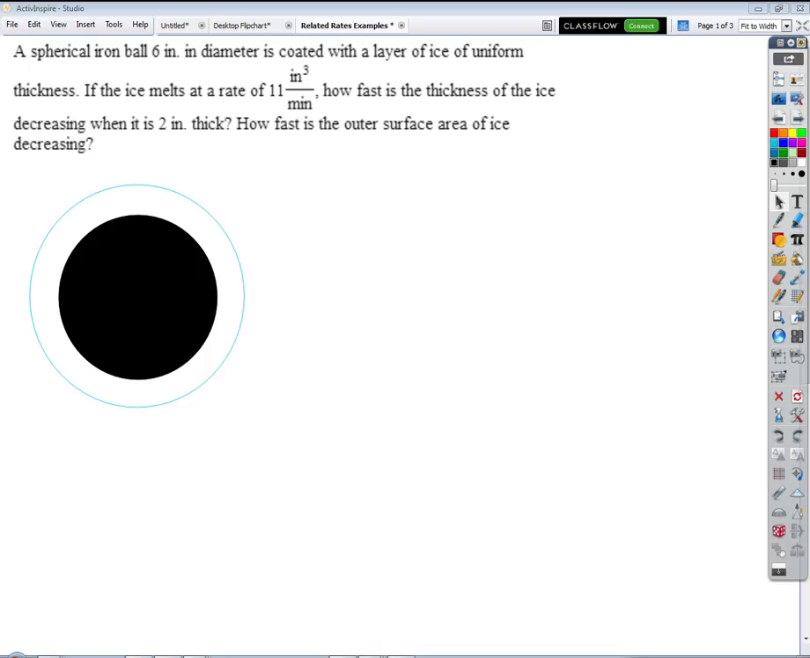Okay, and really, let's read through the whole question first. We've got a spherical iron ball, 6 inches in diameter, coated with a layer of ice of uniform thickness. If the ice melts at a rate of 11 cubic inches per minute, how fast is the thickness of the ice decreasing when it is 2 inches thick? How fast is the outer surface area of the ice decreasing? We've got two questions.